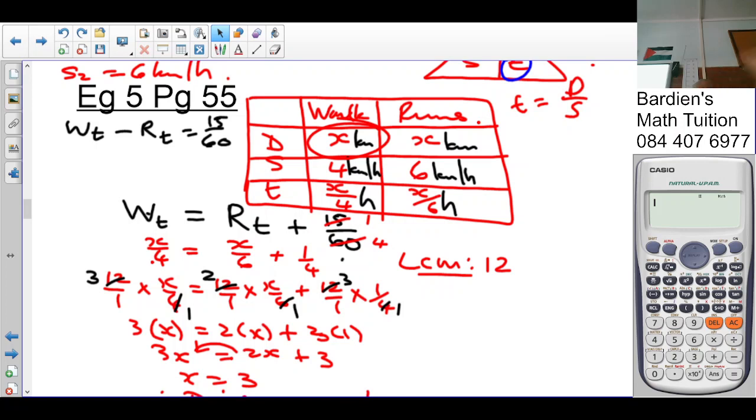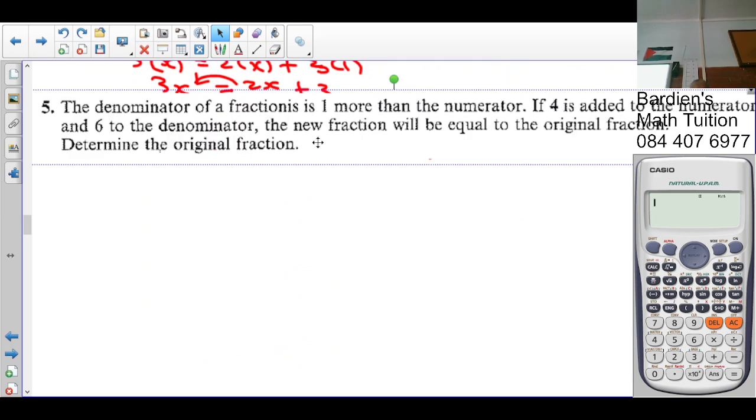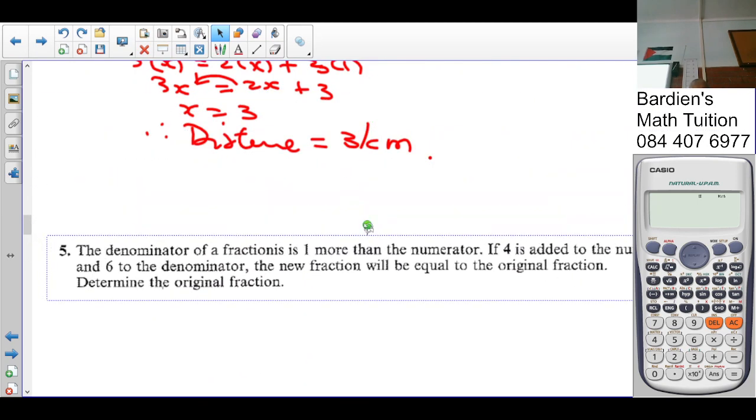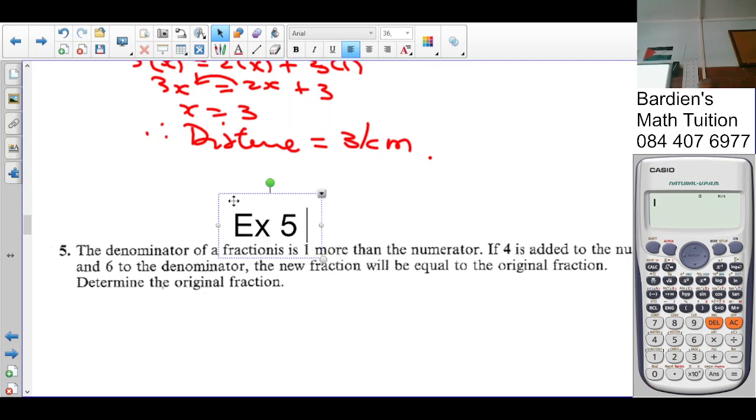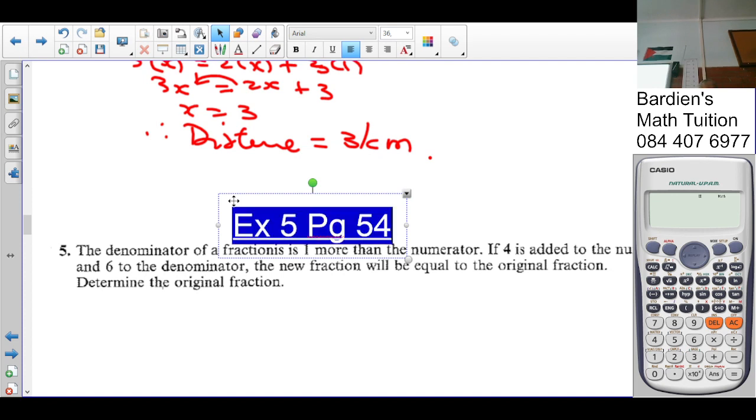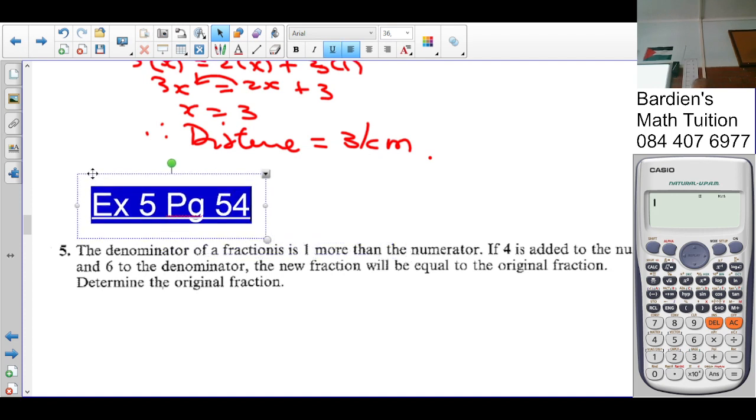So 1, 2, 3, and 4 is fine. Yes. Right, let's do 5. Oh, number 5, okay. This is exercise 5 on page 54.